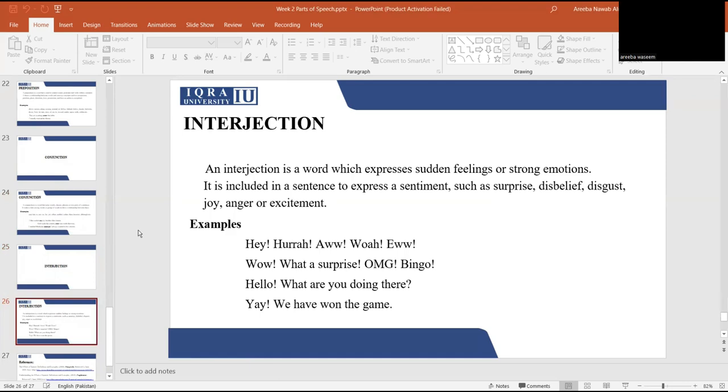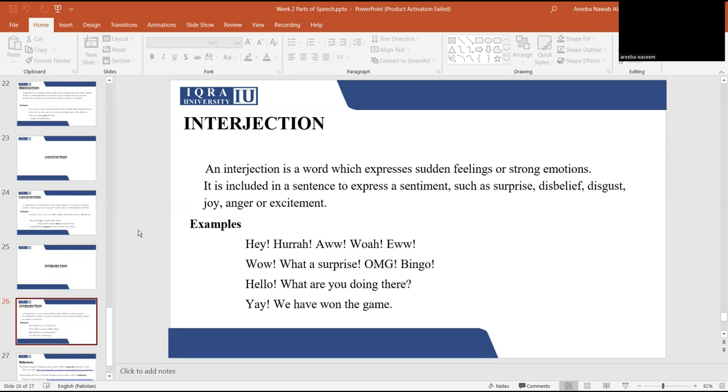Now, interjection. An interjection is a word which expresses sudden feelings or strong emotions. It is included in a sentence to express a sentiment such as surprise, disbelief, disgust, joy, anger, or excitement. Interjections are obviously something that we use to express our feelings. Like when we hurt our toe and we say, ow, I hurt my toe. So that ow that you use, it's an interjection. Same as hooray, wow, OMG. All of these things are interjections.